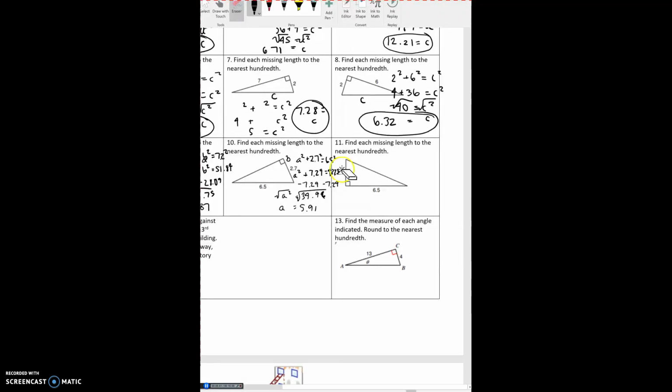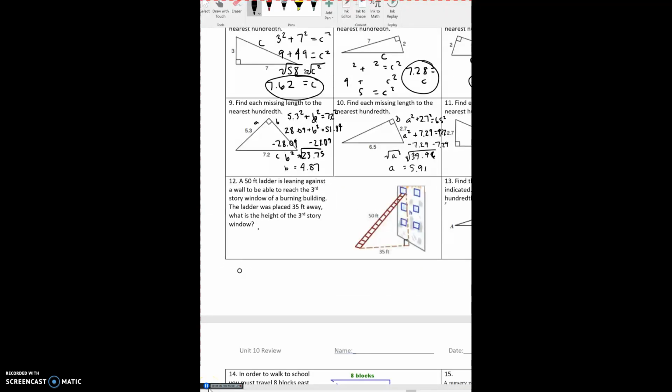Alright, find the missing lengths. I'm just going to erase this so I can see this problem. This time we're looking for the hypotenuse. So 2.7 squared plus 6.5 squared is equal to C squared. 7.29 plus 42.25 is equal to C squared. Add them together, you get 49.54 equals C squared. Square root, and C equals 7.04.